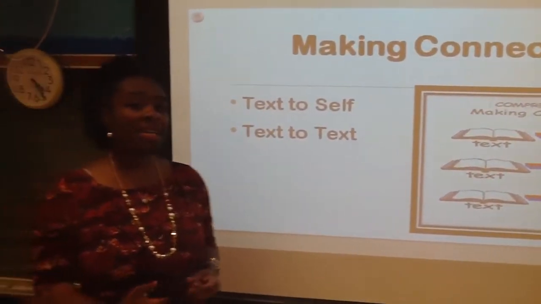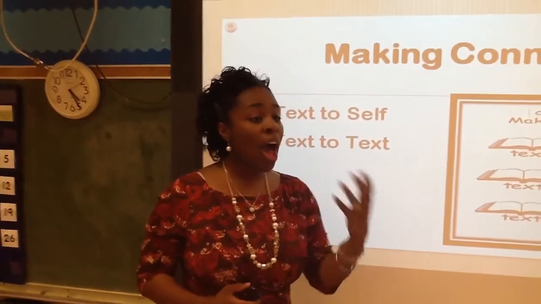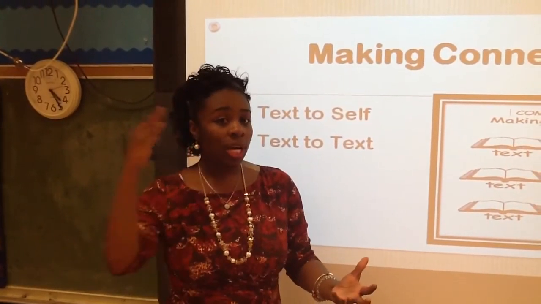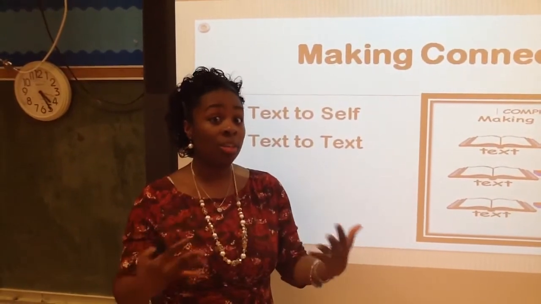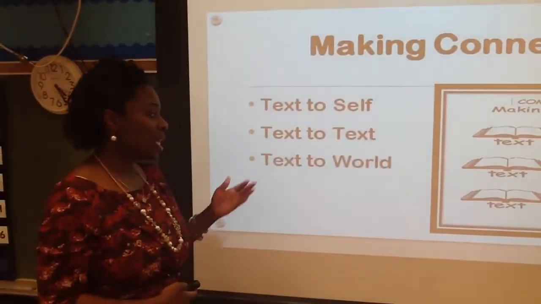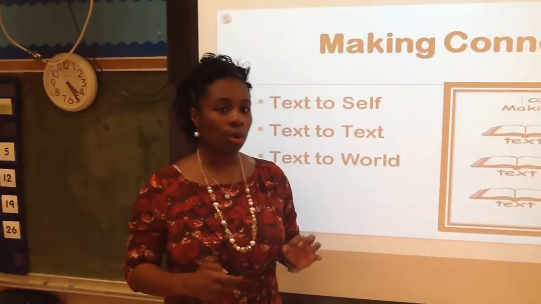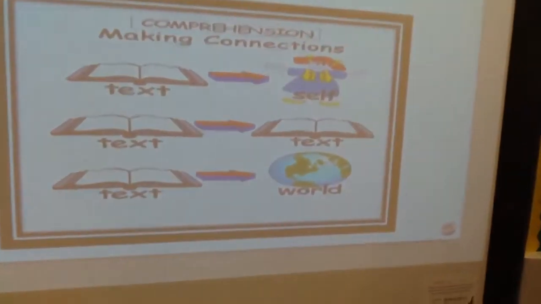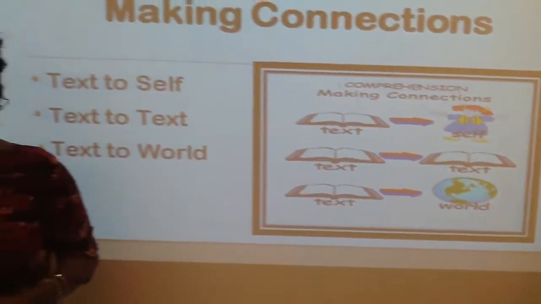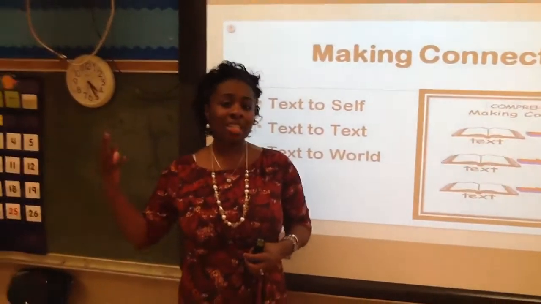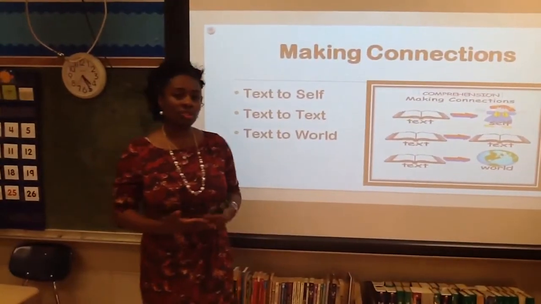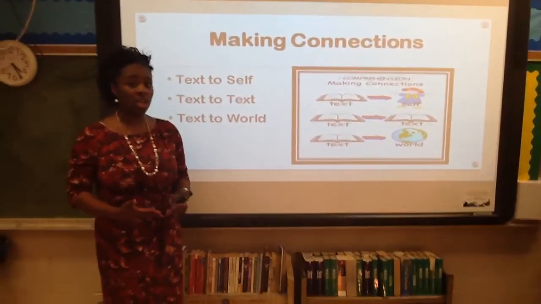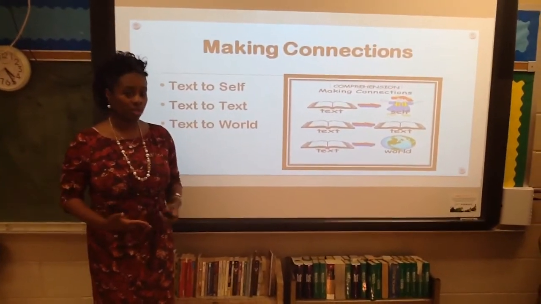The second way is text to text. While they're reading the text aloud, they can recall a past text that they read to help those 2 connect and help with their comprehension. And last but not least, text to world. While they're reading aloud, they're able to find a current issue that's going on in the world or even something in the past that has happened in the world to connect them to the text that they're reading. So, making connection is another strategy that you can use as a teacher to motivate the students to want to read aloud.